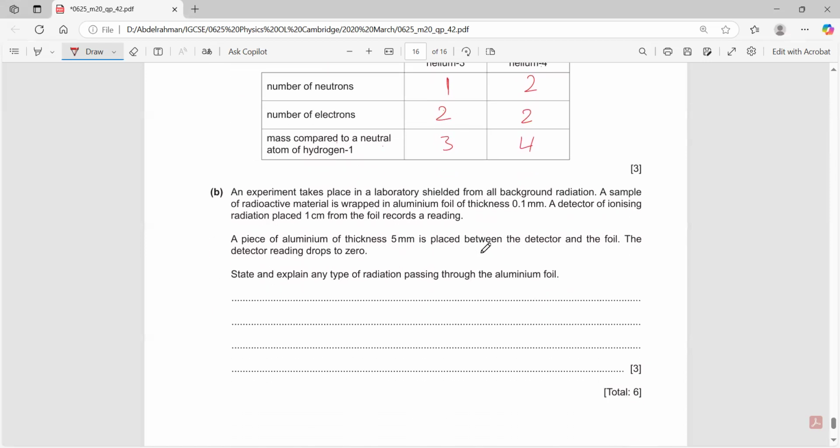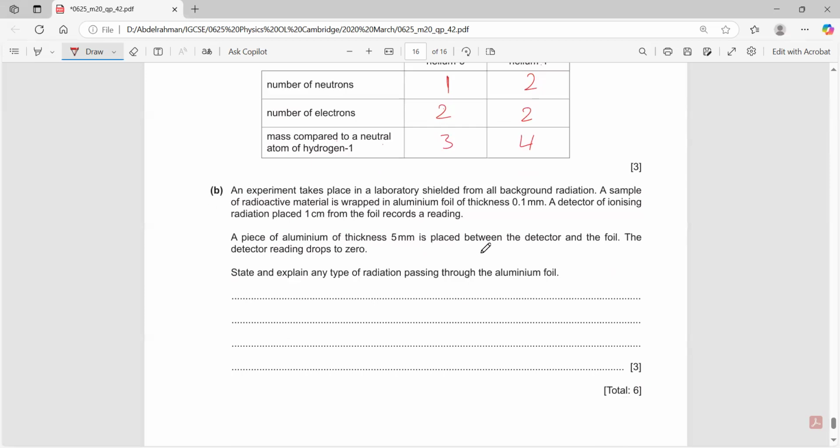An experiment takes place in a laboratory shielded from all background radiation. A sample of radioactive material is wrapped in aluminum foil of thickness 0.1 millimeters. A detector of ionizing radiation placed 1 centimeter from the foil records a reading. A piece of aluminum of thickness 5 millimeters is placed between the detector and the foil. The detector reading drops to 0. State and explain any type of radiation passing through the aluminum foil.